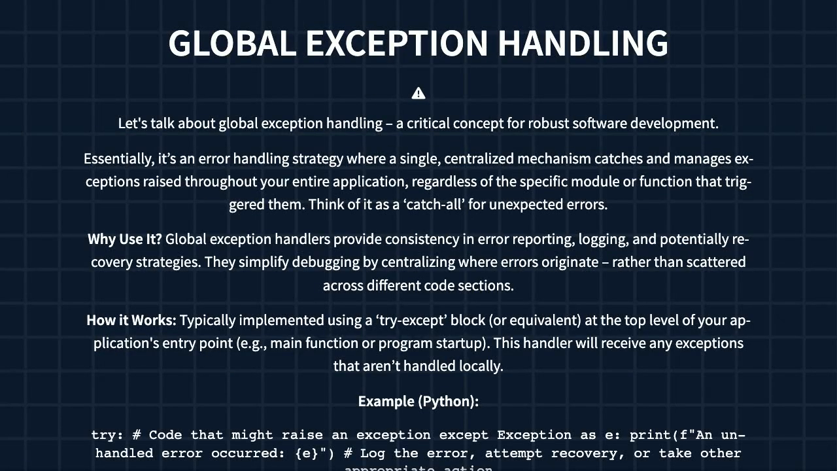Okay, let's dive into global exception handling. It's a really important technique for building reliable applications. Basically, it means having one place in your code, usually at the very beginning, that catches any unexpected errors that pop up anywhere else in your program. This is useful because it creates consistent error reporting and makes debugging a lot easier. Imagine you have an error happening somewhere deep inside a function. With global exception handling, you know exactly where to look when something goes wrong. It's like having a central control panel for all errors, ensuring they are logged and handled in the same way.